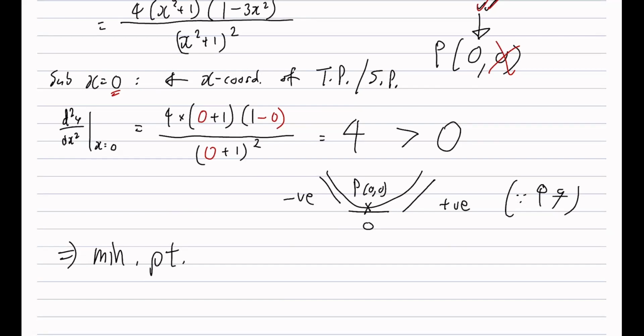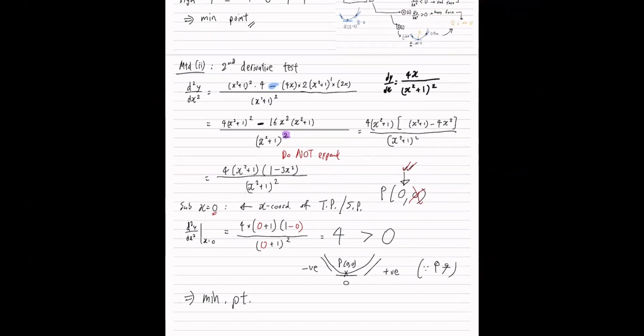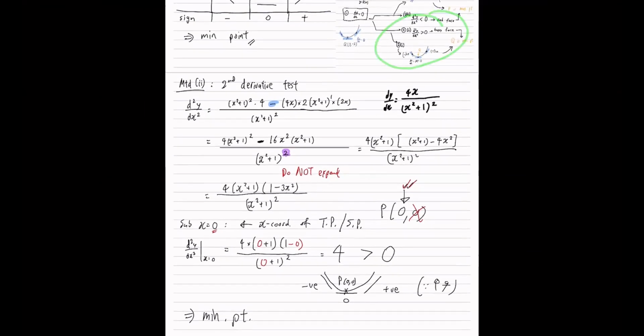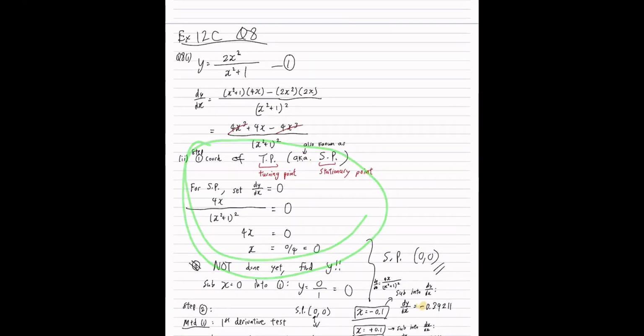Can? Wait, can scroll a bit? Wait, can't see them. The procedure, this one? Wait, how do you know? You know that x is 0 because it is from the x coordinate of the turning point. Right, remember? You know the x coordinate of the turning point from just now, from step 1. Yeah, okay.